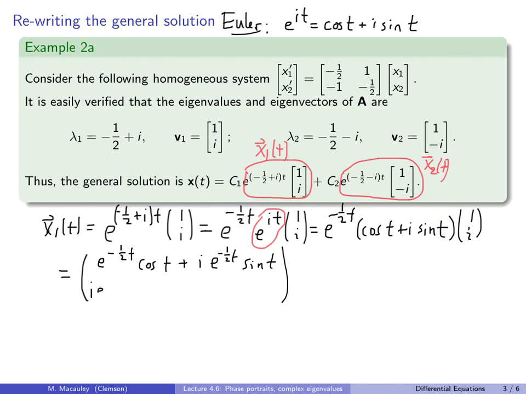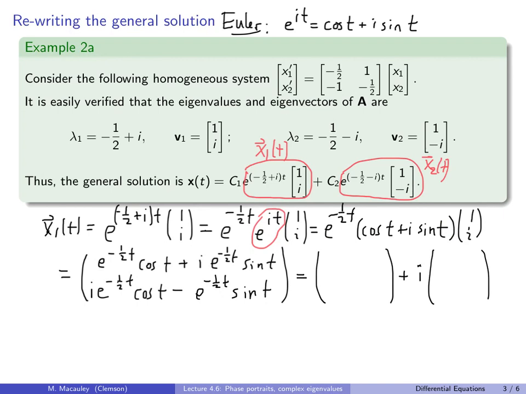And at the bottom I get I times e to the minus 1/2 t cosine of t. And then I have I times I here, so that's going to be minus e to the minus 1/2 t sine of t. And what I want to do now is break this into real and imaginary parts. So I'm going to write this as some real valued function plus I times another real valued function.